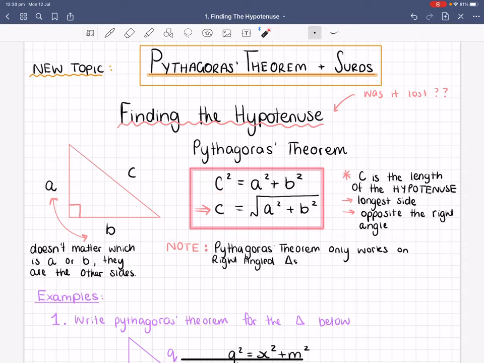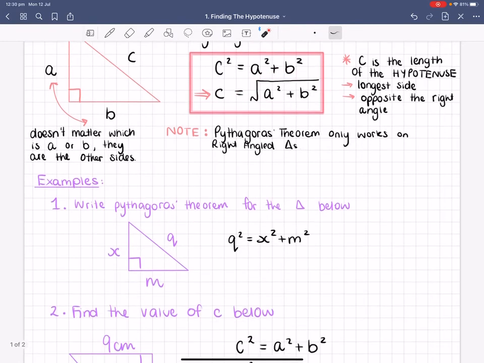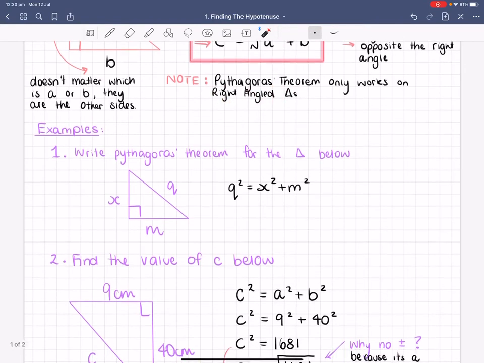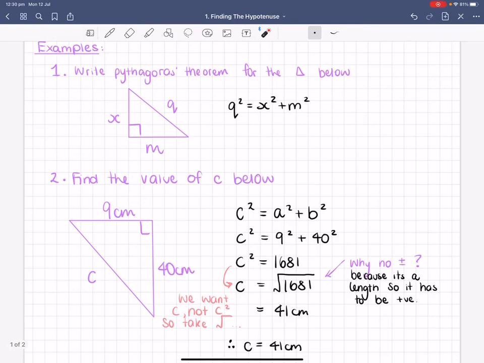So to go from c squared to c, we take the square root of both sides, and we're left with c equals the square root of a squared plus b squared. Now, these don't cancel each other out, okay? They don't do that. It just stays as the square root of a squared plus b squared. Now, Pythagoras' theorem only works for right-angled triangles.